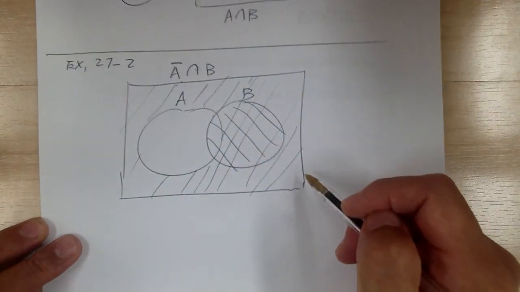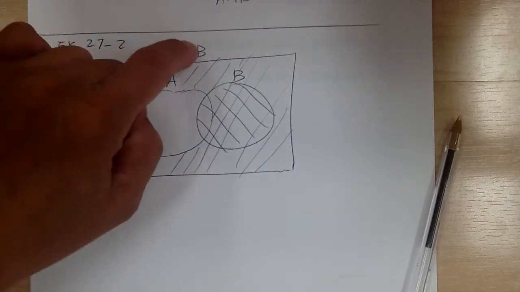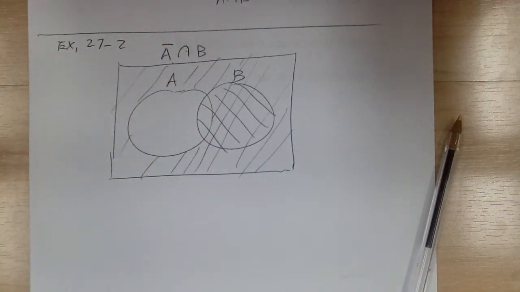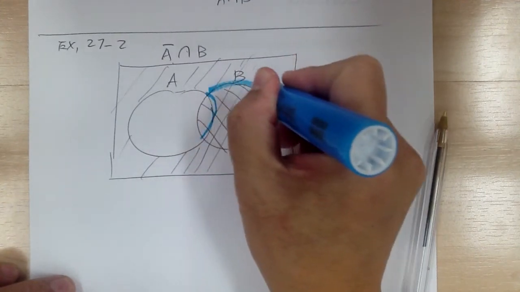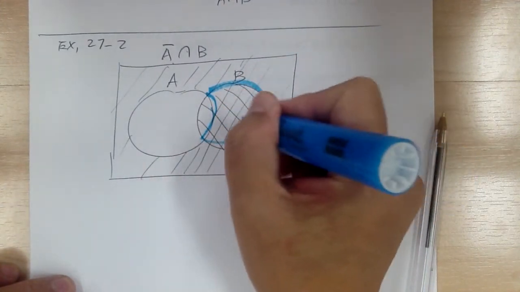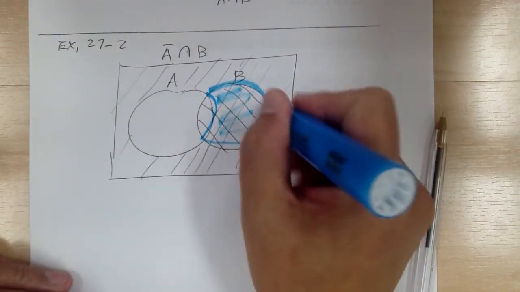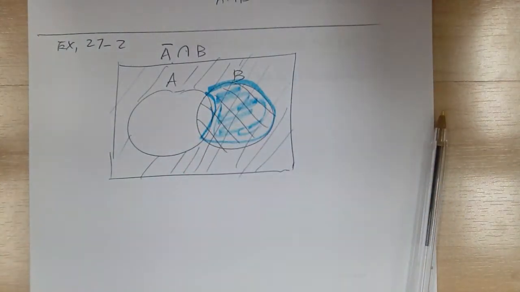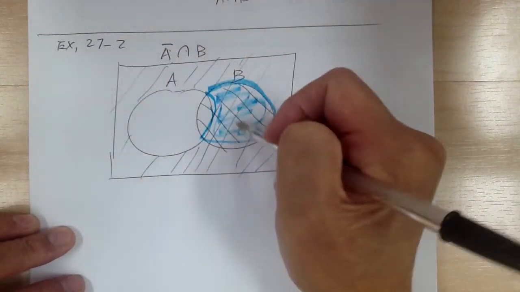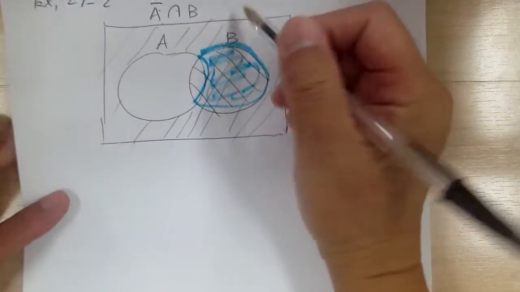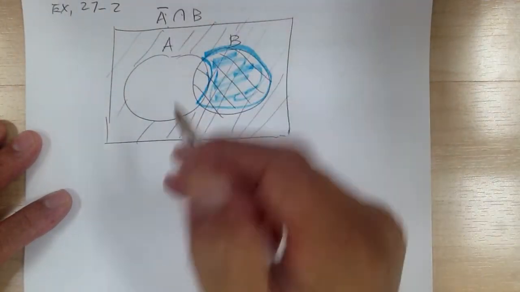So the part that is the solution to that would be the part that got shaded twice. So your answer would be this part right over here. This is the part that's shaded twice, and this would be your answer. So again, to do the sets, you just do the A complement and you do the B, and wherever that intersects, or wherever that got shaded twice, would be your answer.